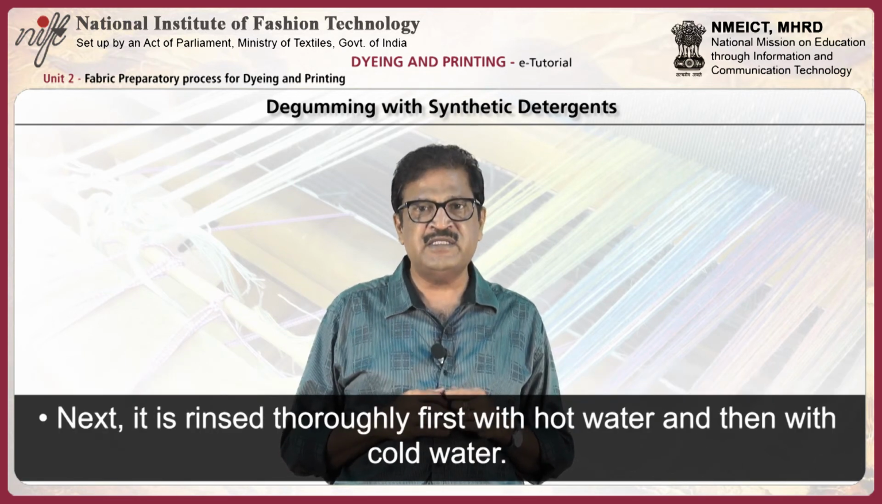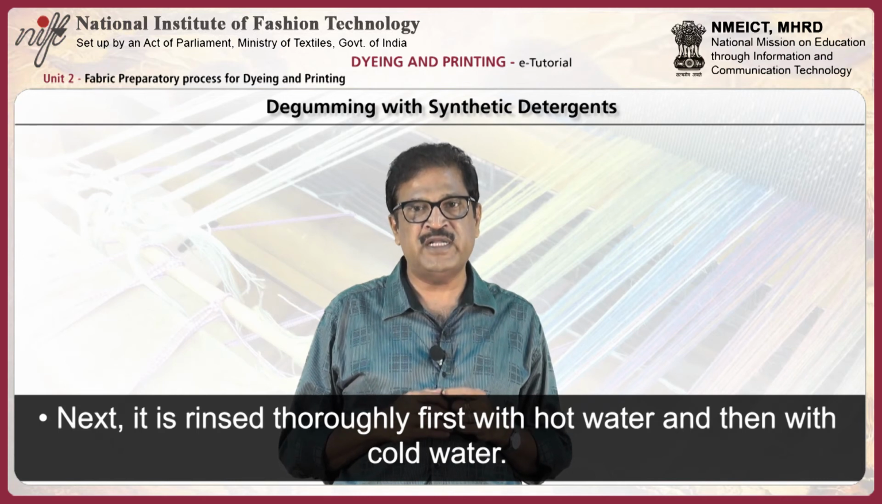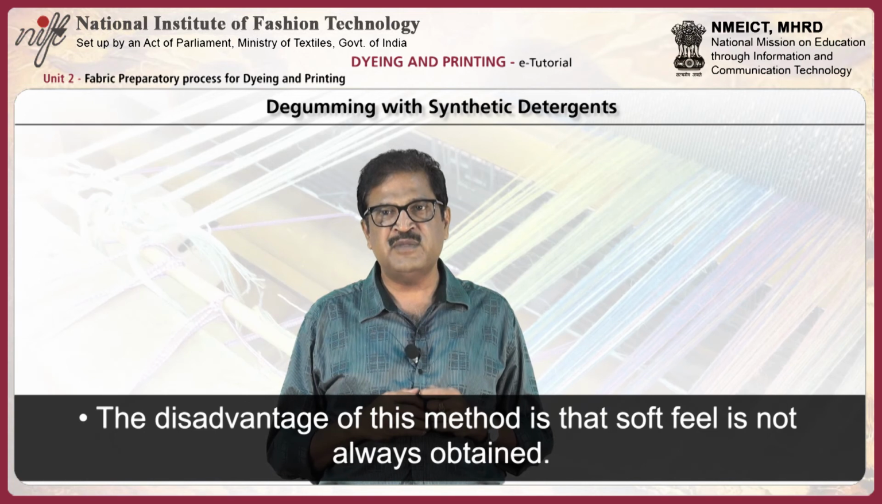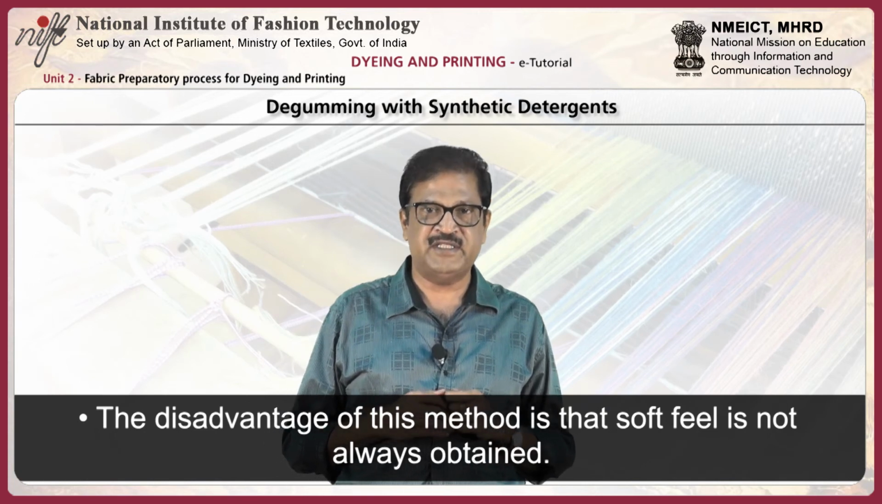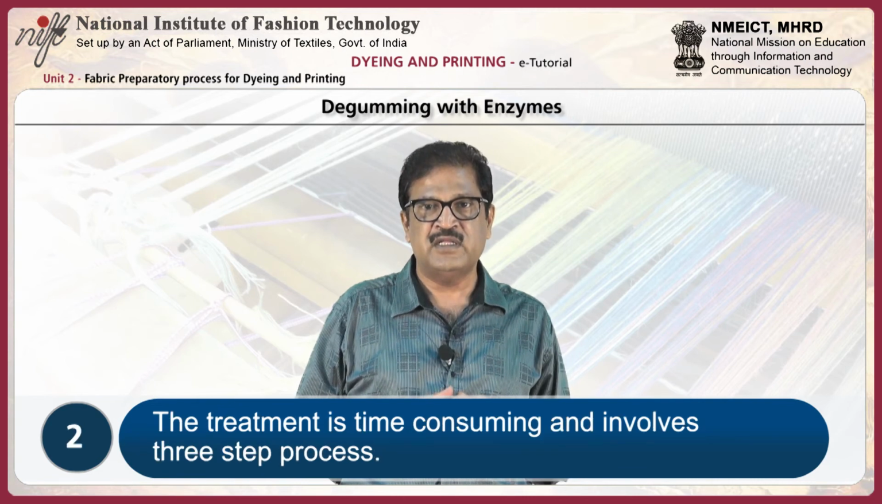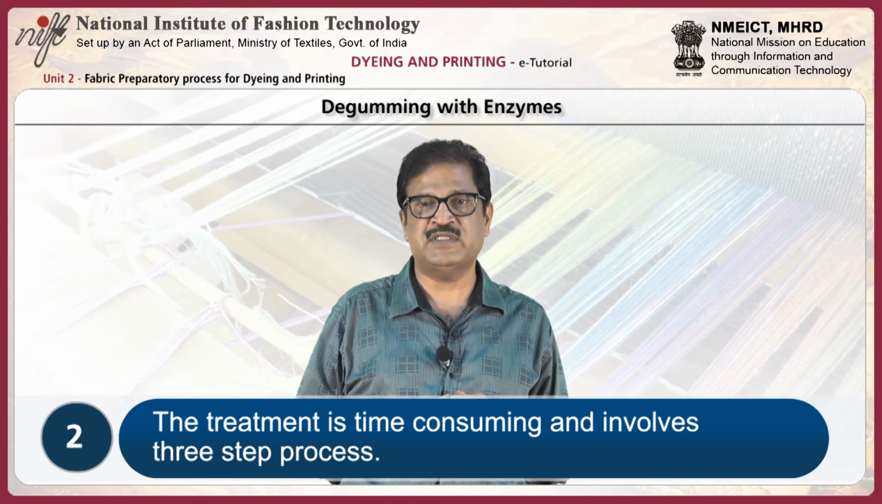Then rinsed thoroughly first with hot water and then with cold water. The drawback of this method is the soft feel is not always obtained. Treatment with some protein enzymes like trypsin or papain may dissolve the sericin gum. The treatment is time consuming and involves a 3-step process.